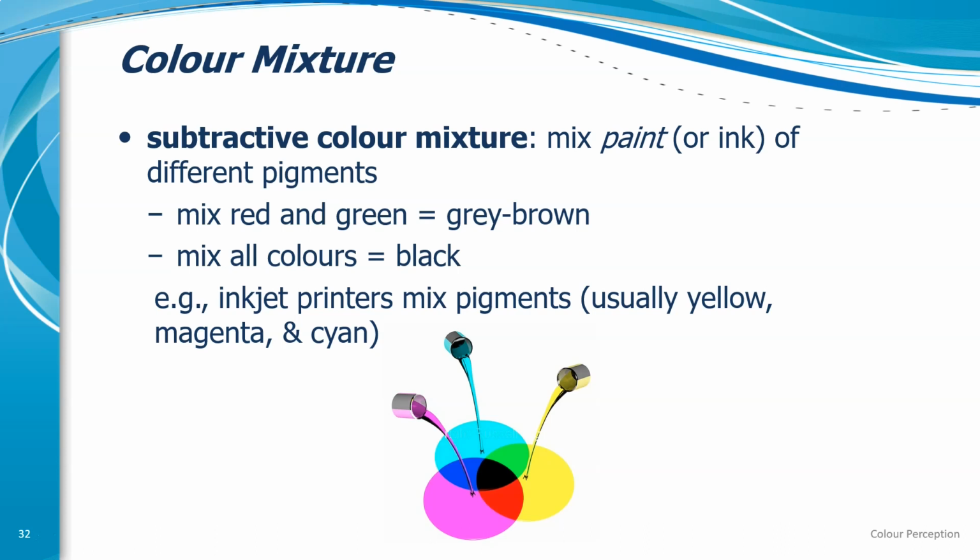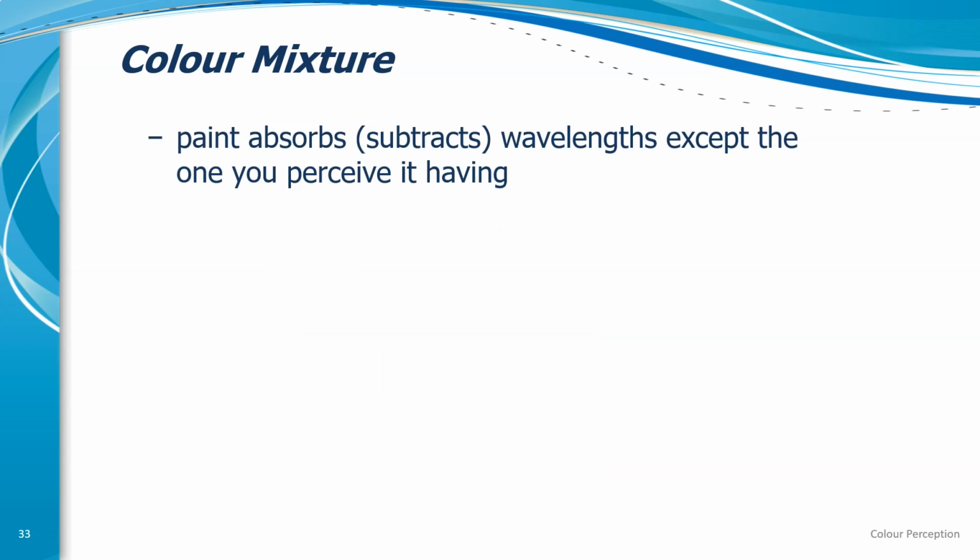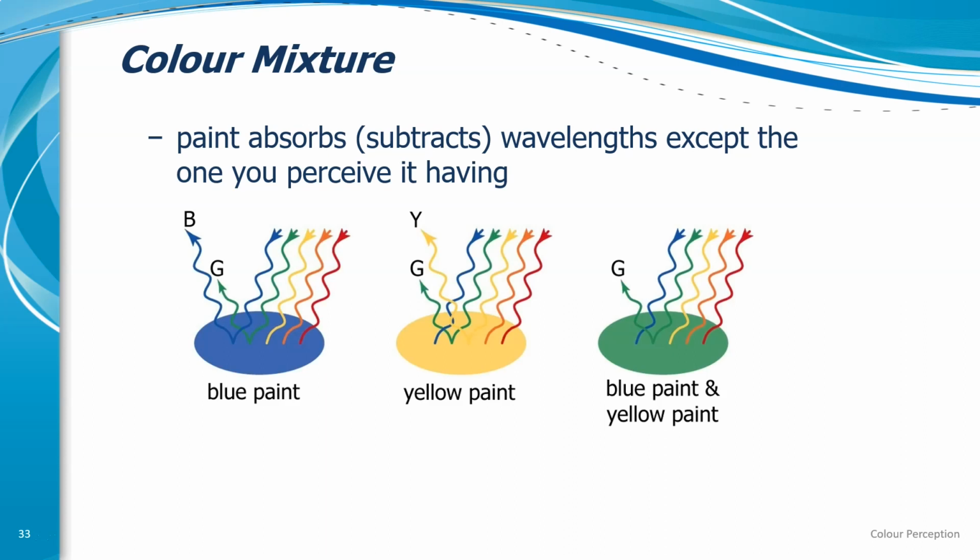But how does this exactly work? So it's called subtractive color mixture because what paint does is it subtracts certain wavelengths. This comes back to the whole, is a red apple red thing? It wasn't just a philosophical question, it's important.